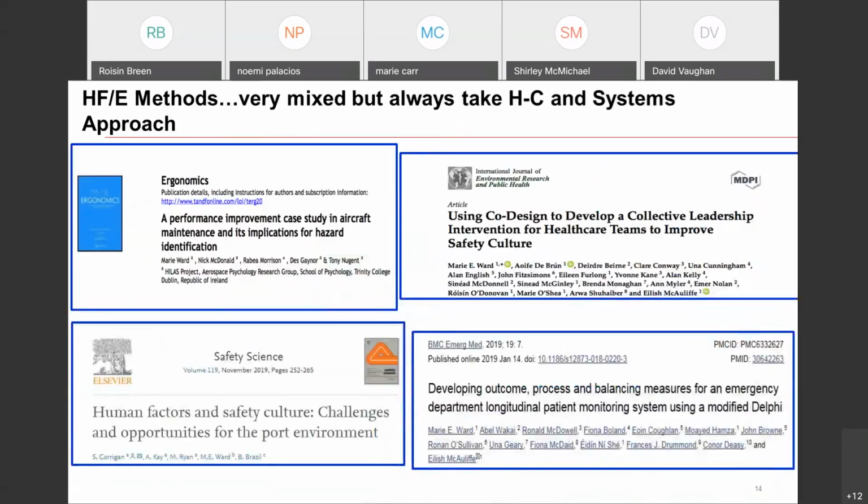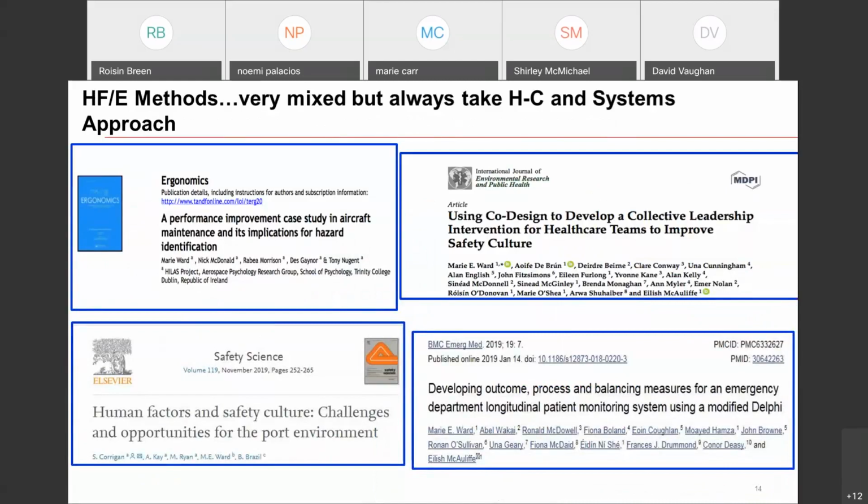So just to say, that was on the first word of that definition, which was system. Just a bit on methods. Human factors methods are very mixed, but I suppose they always, as their starting point, try to really get under the bonnet, as they say, to understand the system, and always take a human-centered approach.